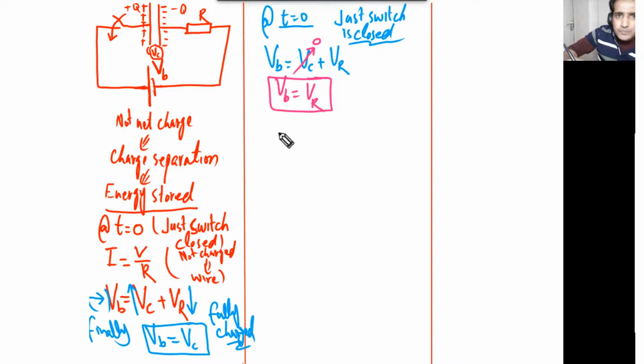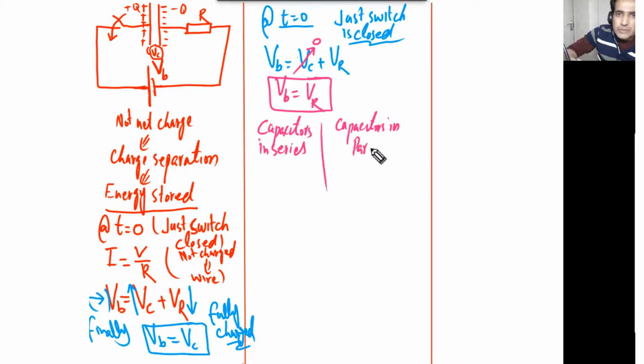Now the next thing we need to understand is that we have studied resistors in series and resistors in parallel. So how about capacitors? When we connect capacitors in series, here I will write down that case, and here I will write down when we connect capacitors in parallel.